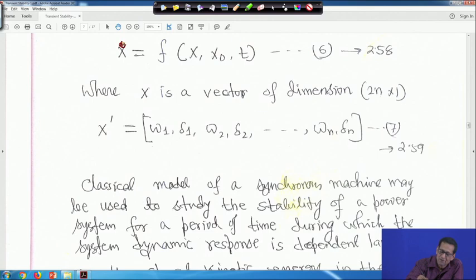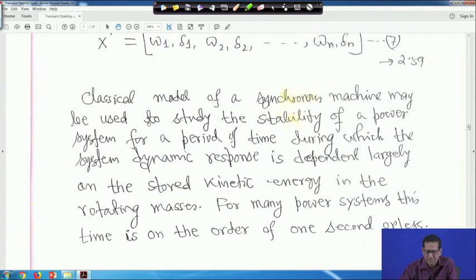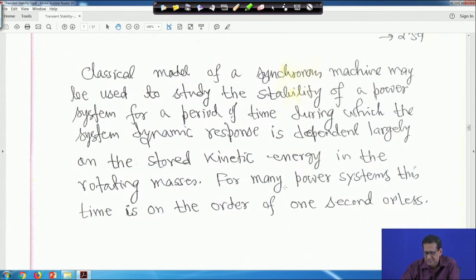Now, the next point is that the classical model of a synchronous machine may be used to study the stability of a power system for a period of time during which the system dynamic response depends largely on the stored kinetic energy in the rotating masses. For many power systems, this time is on the order of 1 second or less.